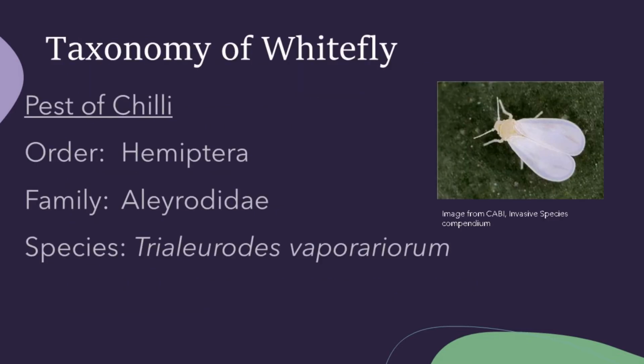That's all for corn earworm, and now we will be moving on to the taxonomy of whitefly. For whitefly, it is the pest of chili. They are from the order of Hemiptera, family Aleyrodidae, and species Trialeurodes vaporariorum.